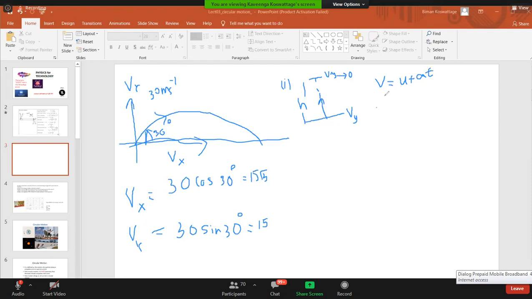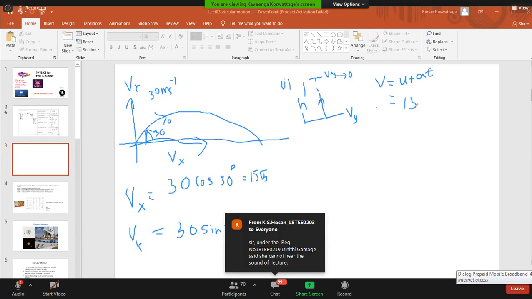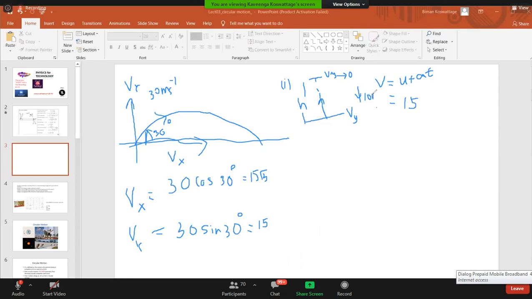So you are starting with basically the Vy component. The Vy component is 15. And then you have acceleration, but the acceleration is in this direction. This is 10 m/s². So the acceleration is in the other direction, so you put minus here. And then you can find this particular time, which is t. In this equation, you can find the time, which is 1.5 seconds.